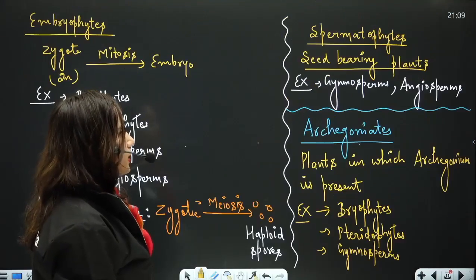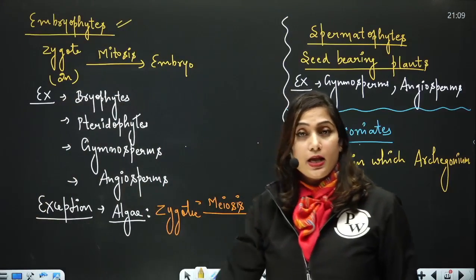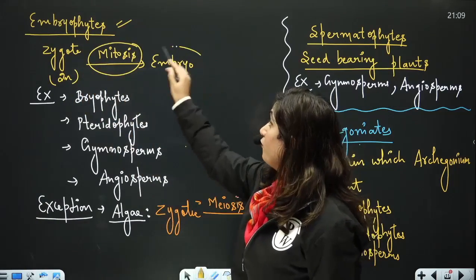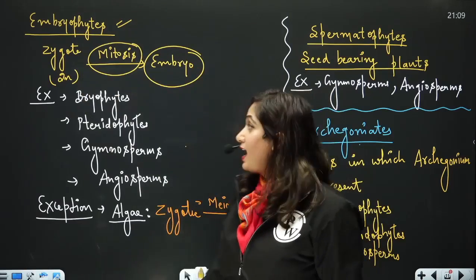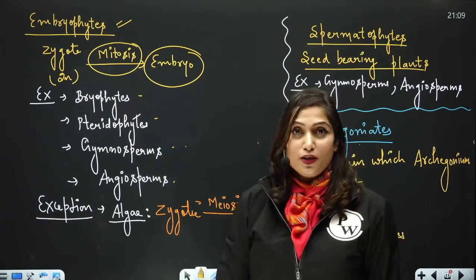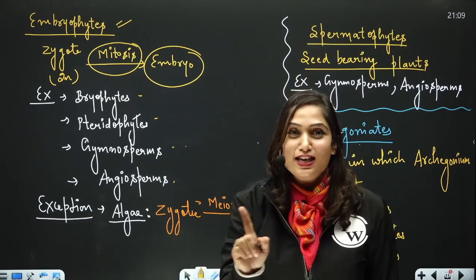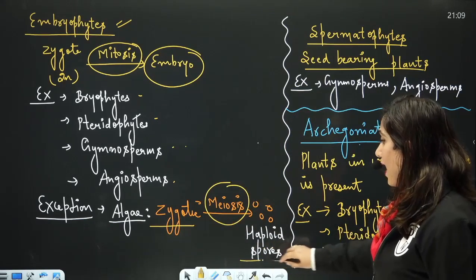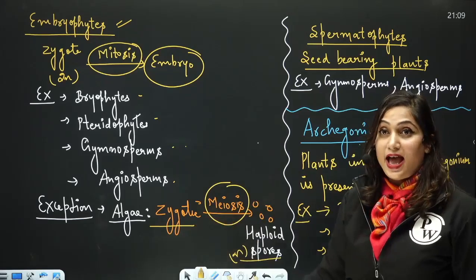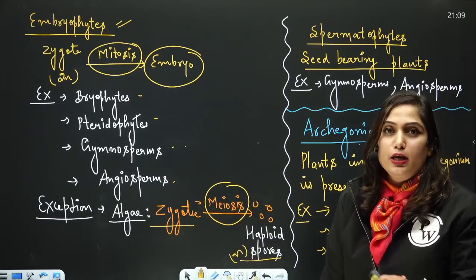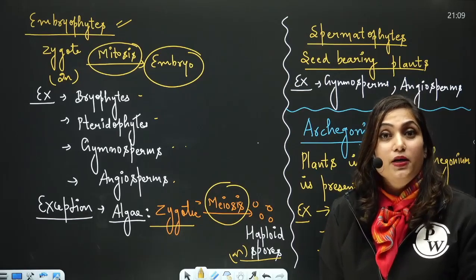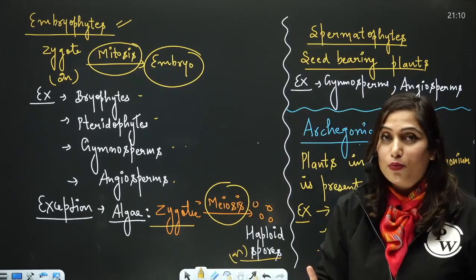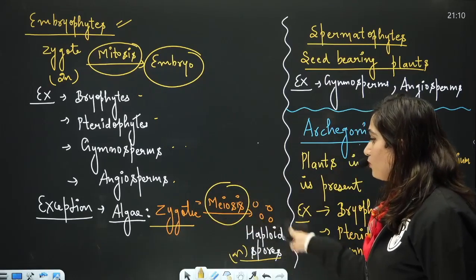Now let's go to some other important terms. Embryophytes. In all those plants in which the zygote undergoes mitosis to form an embryo, those are embryophytes. And bryo, pterido, gymno, angio, all of them are embryophytes. But algae is not an embryophyte, because in algae, the zygote undergoes meiosis to form haploid spores. That means in algae, zygotic meiosis occurs. This question is very, very common: in which plant does zygotic meiosis occur? You will say algae. In algae, an embryo will not be formed. The zygote will give rise to spores. Clear?